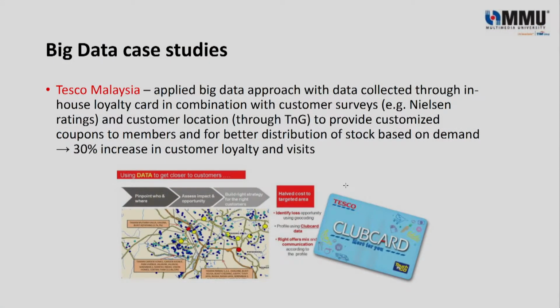Tesco Malaysia, our own Tesco, applies big data to improve customer service. How? They provide customized coupons to members for better distribution of stock based on demand. So they actually have a 30% increase in customer loyalty and visits.